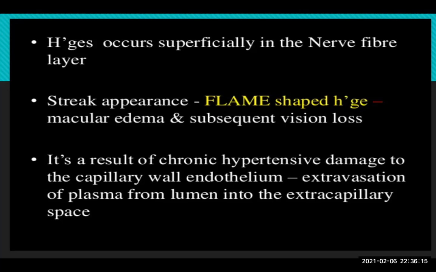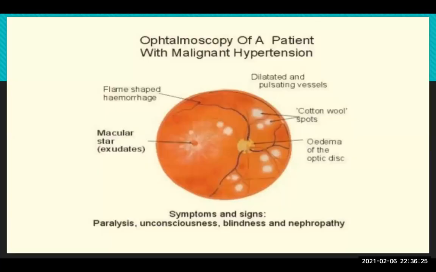It's a result of chronic hypertensive damage to the capillary wall endothelium, with extravasation of plasma from the lumen into the extracapillary space. So let's collect all of the previous slides in this photo. This is the ophthalmoscopy of a patient with malignant hypertension.